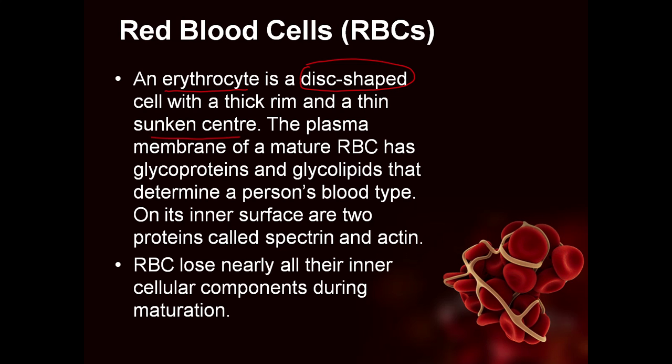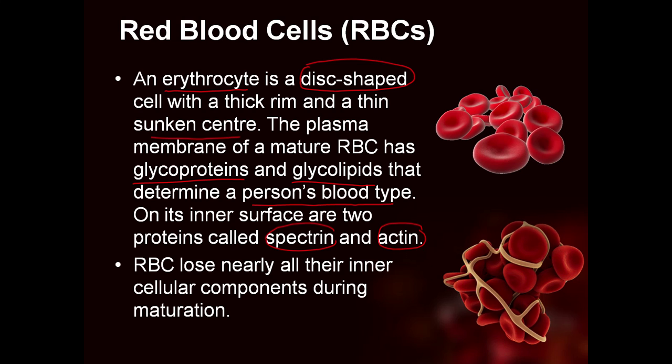The plasma membrane of a mature RBC has glycoproteins and glycolipids which determine a person's blood type. They are there for the determination of the blood groups. On its inner surface, two proteins are present: one is spectrin and the other one is actin, and they give durability to the RBCs. RBCs lose all the intracellular components during maturation. Again, this is an adaptation for the efficiency enhancement here. And you can see here the structure, in the middle the sunken center.